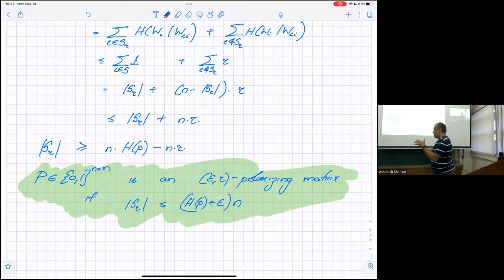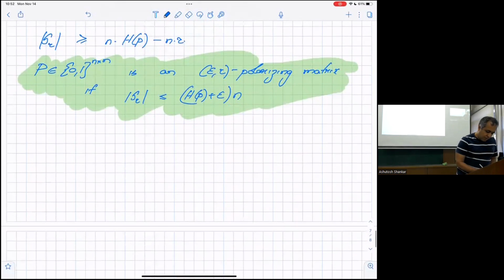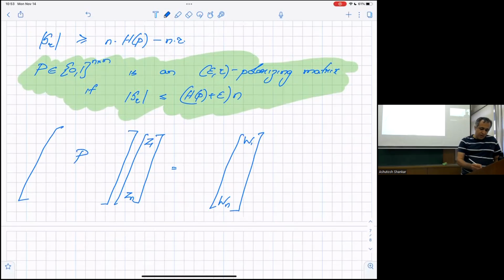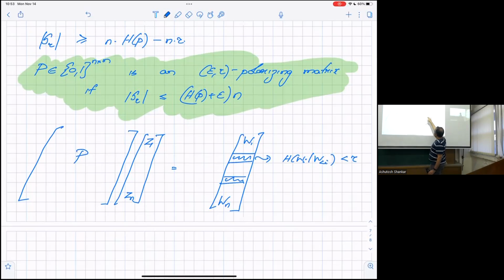Okay, the polarizing matrix. So you have this noise vector Z, the n-bit noise vector Z1, Z2, up to Zn. P is this matrix, and you are getting hold of this W, W1 on up to Wn. And what is S tau? There are some guys here. Every now and then, there are some guys which are extremely predictable. That is, these are the guys for which H(W_i given W less than i) is less than tau. Once you know the previous guys, there's hardly anything left here. There is some randomness, but it's more or less determined.